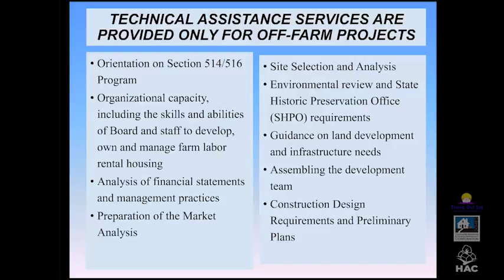We review the organization's financial statements to make sure that there's adequate financial capacity to take on a project like this. And we provide technical assistance on how to prepare financial statements all the way to reviewing the organization's audits.